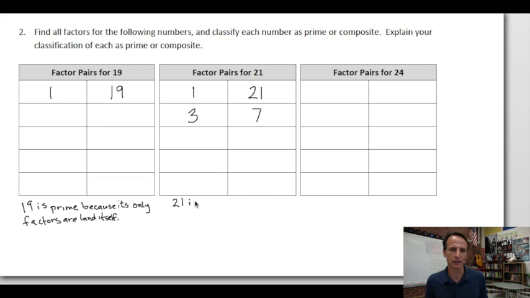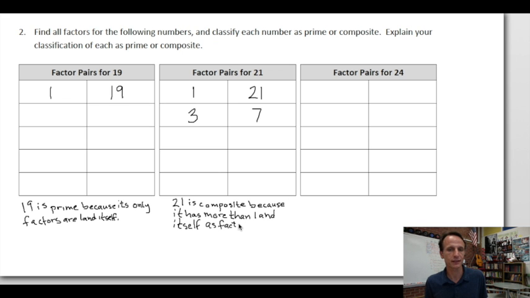So 21 is composite because it has more than 1 and itself as factors. Now, if this seems like a lot of useless writing, you're wrong.